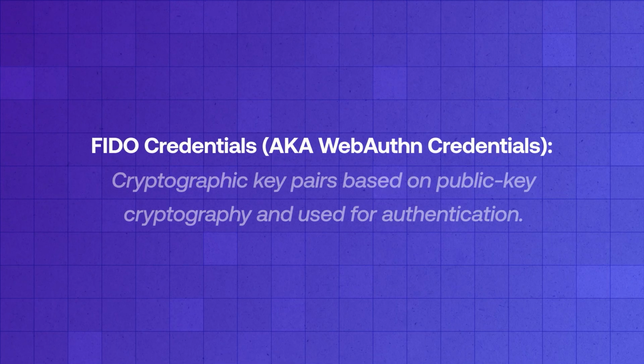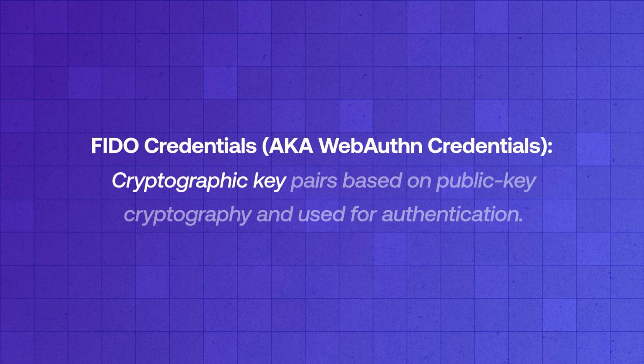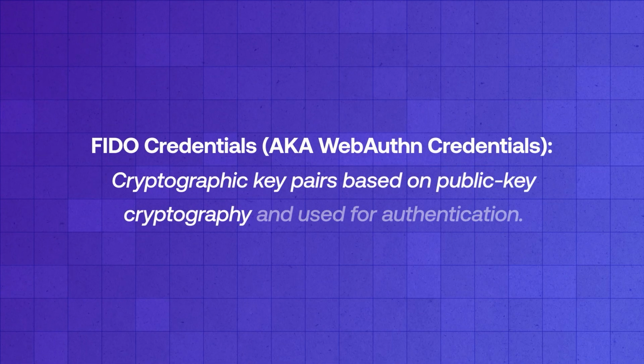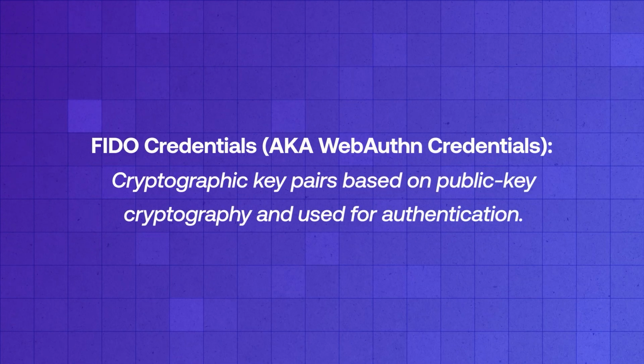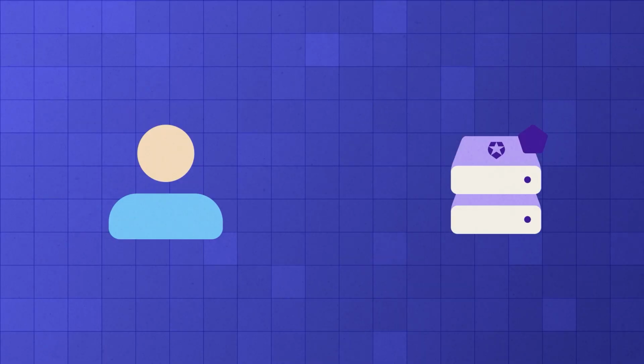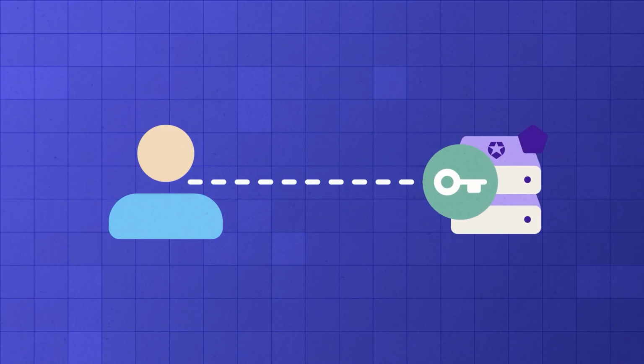So technically speaking, we already said that passkeys refer to FIDO credentials, but what does this actually mean? FIDO credentials, also known as WebAuthn credentials, are cryptographic key pairs that are based on public key cryptography and that are used for authentication. With FIDO credentials, the authentication process does not rely on a shared secret as it does with passwords. On the contrary, the user shares the public key with the authentication server at the time of registration. And sharing this public key does not compromise the security of this user's identity. As any public key, this is public information that can be shared with anyone.